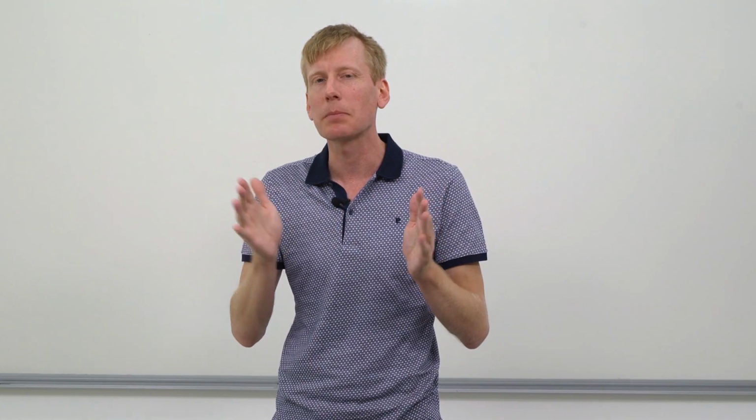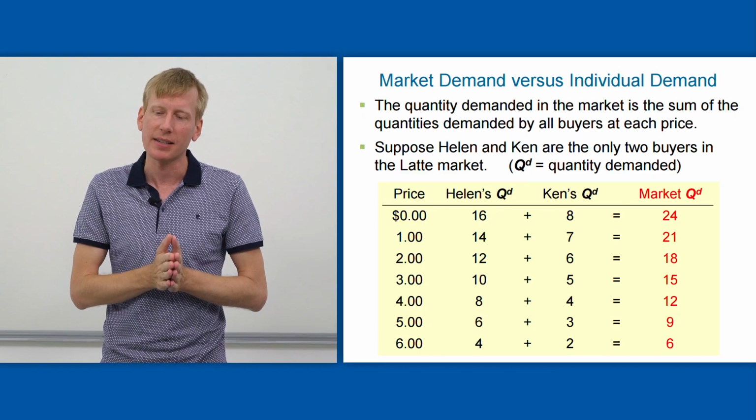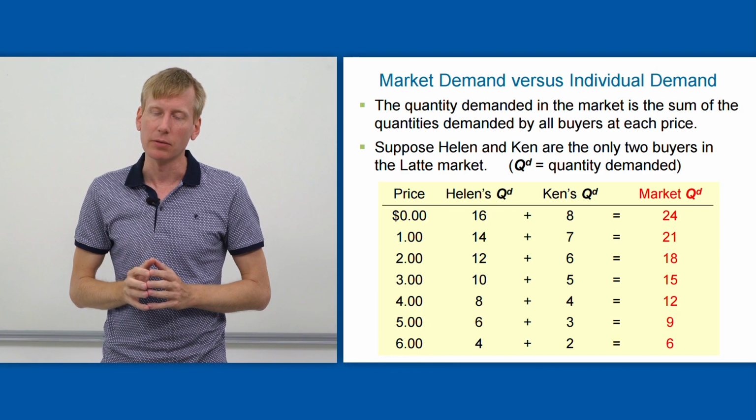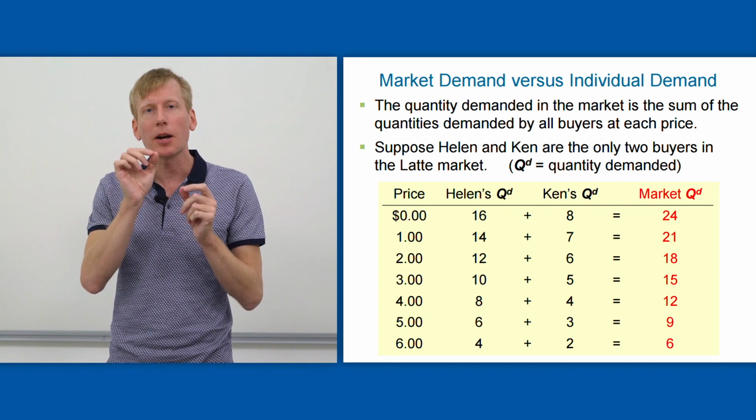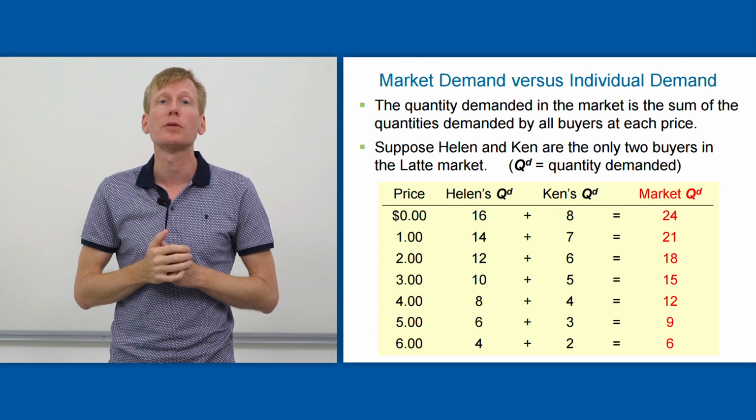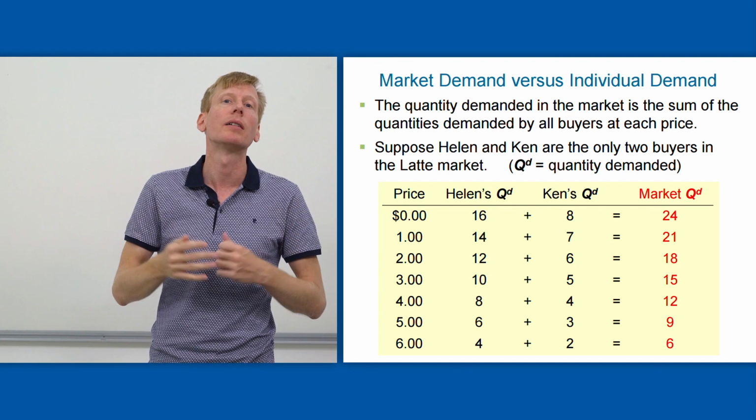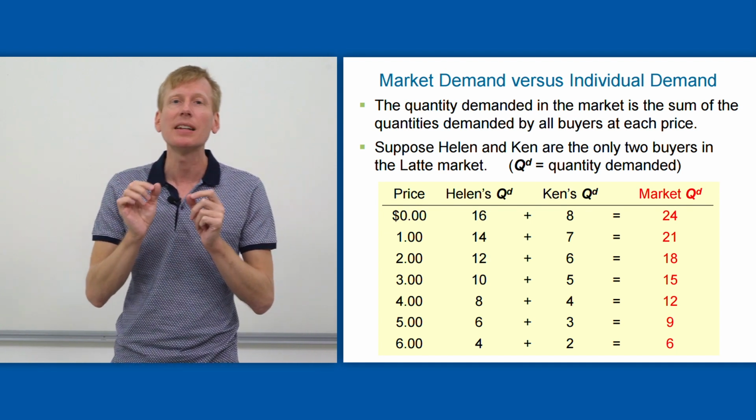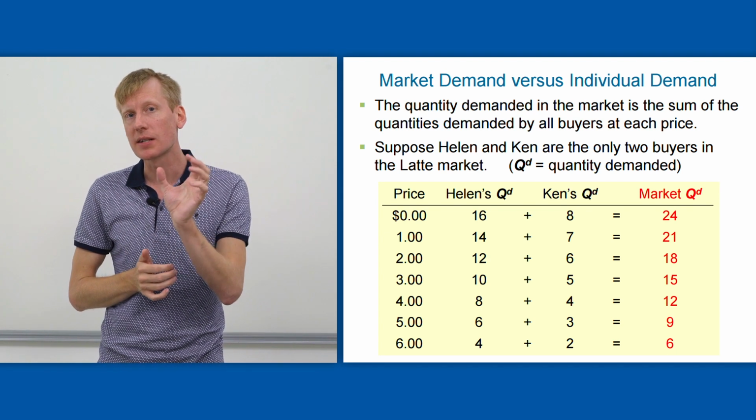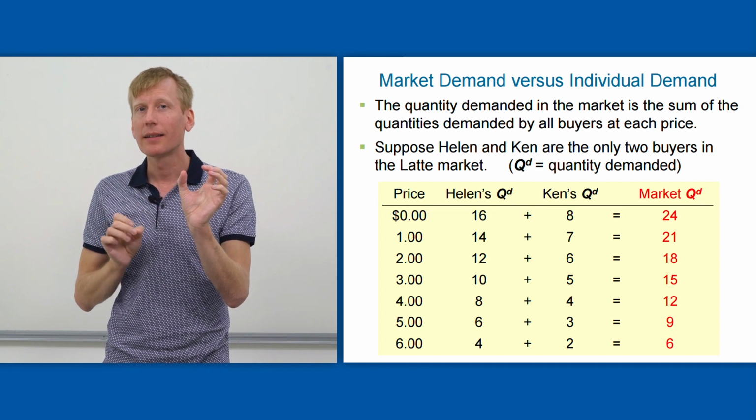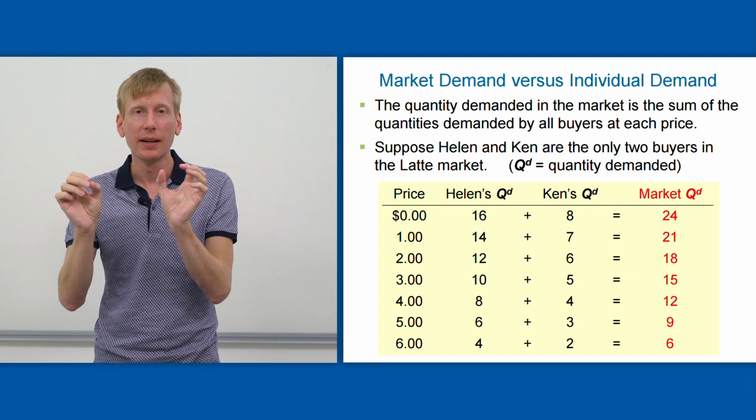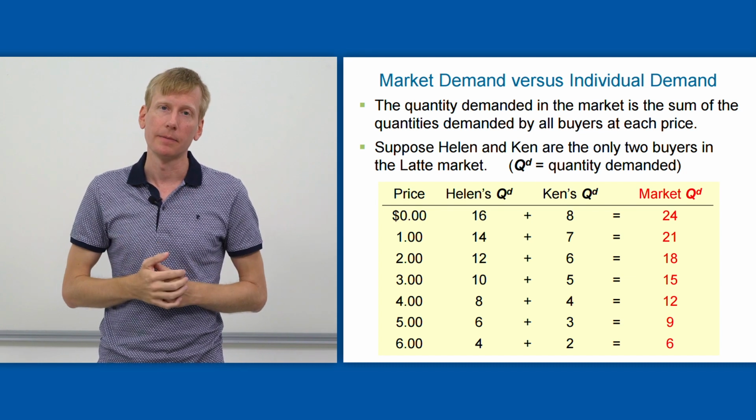But if we did have that information, and we knew the demand schedule for each and every participant in that market, so we have Helen's demand schedule, Ken's demand schedule, all we would have to do to find the market demand is to sum up the quantity demanded for those two people, if those two people are the entirety of the demand side of the market, at each price. So at a price of 0, add the amount that Helen would buy, her quantity demanded, to Ken's quantity demanded, and you get a market quantity demanded.